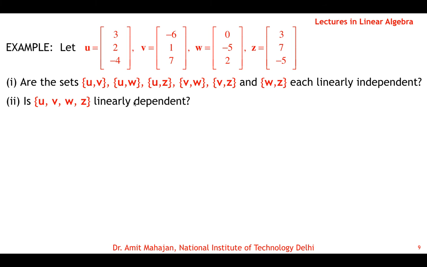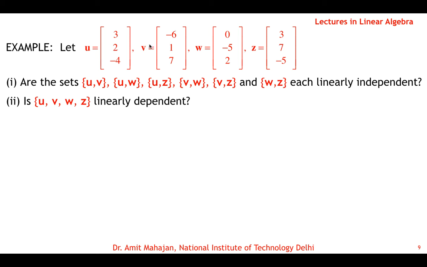So let us take one example. Say you have vectors u, v, w and z, and each vector has three entries. So these vectors belong to R3 space: u is in R3, v is in R3, w is in R3, z is also in R3. Are each of the sets uv, uw, uz, vw, vz, or wz linearly independent? If there are two vectors and there are three entries, we have to check.